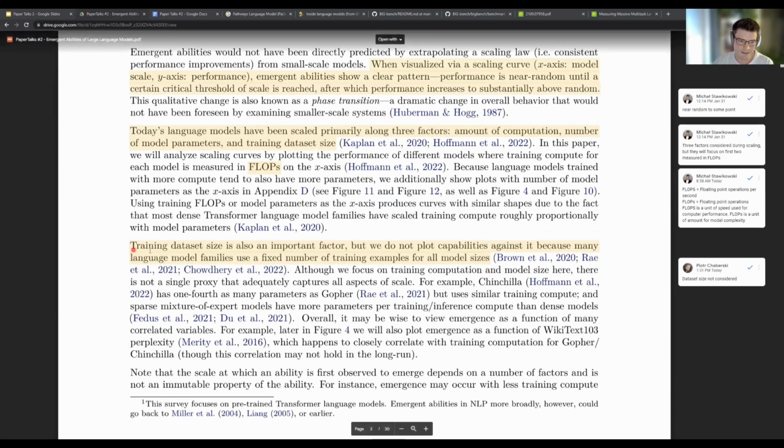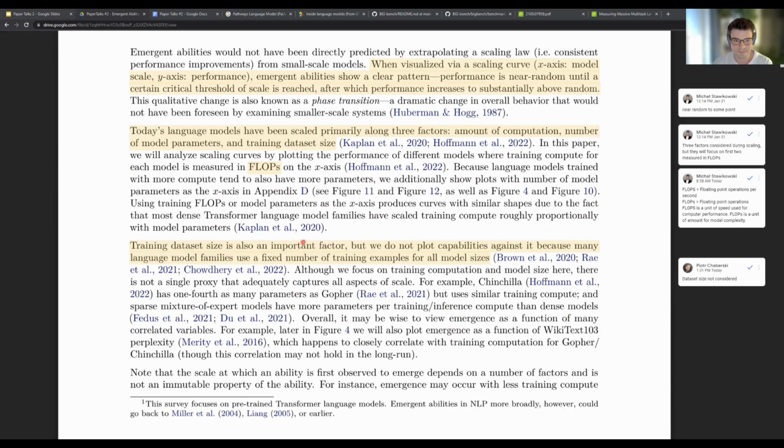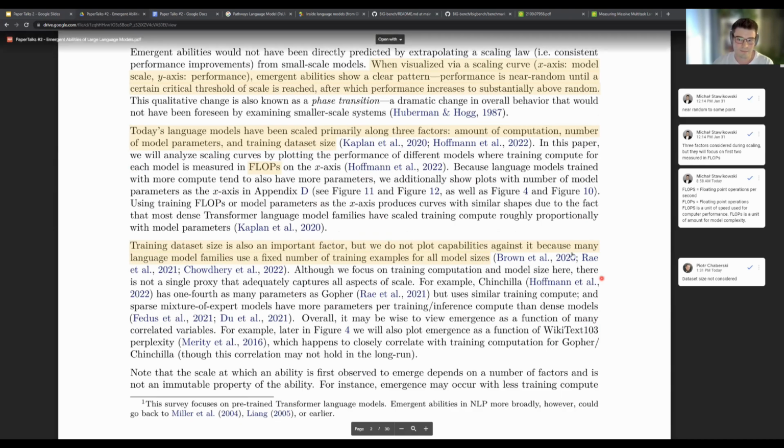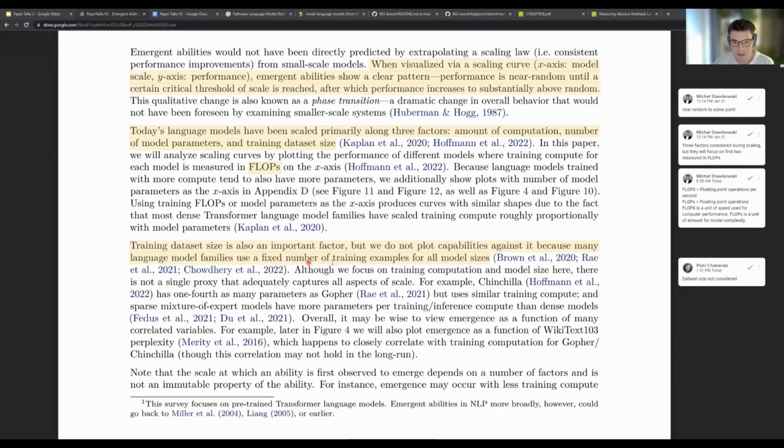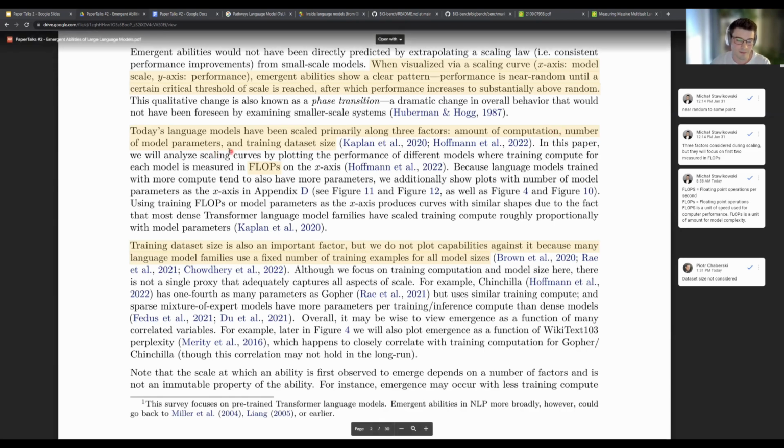Yes, and they said that training data set size is also an important factor, but they do not consider it, because many language model families use a fixed number of training examples for all model sizes. This is important, because usually researchers use the same data and only increase the size of the model, not using more data. So they have more information about scaling with the number of model parameters and not with the data set.